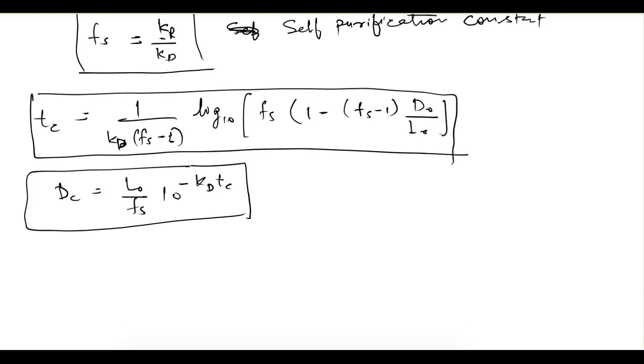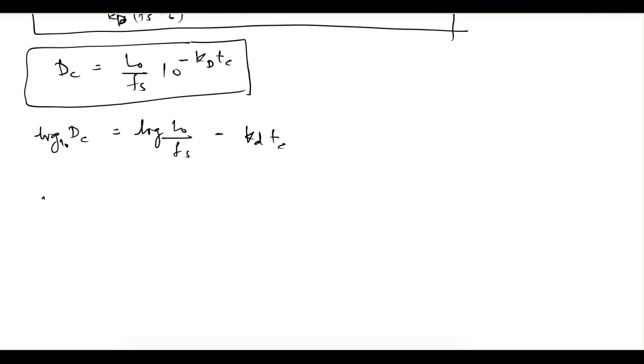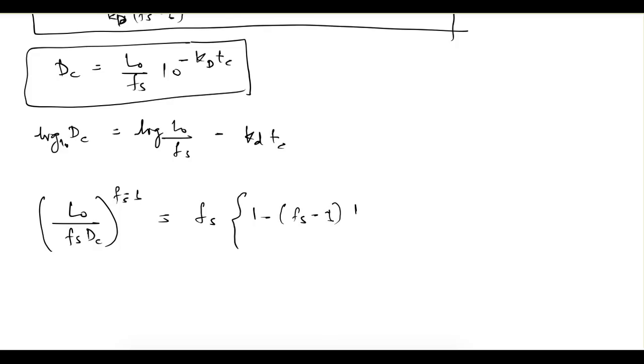And one more equation which is given using this one only, if you take the log of this, log Dc base 10 is equal to log of L naught upon fs minus kd into tc. And if you further solve it, this final form comes, that is L naught upon fs into Dc to the power fs minus 1, and it is equal to fs into 1 minus (fs minus 1) into D naught upon L naught.